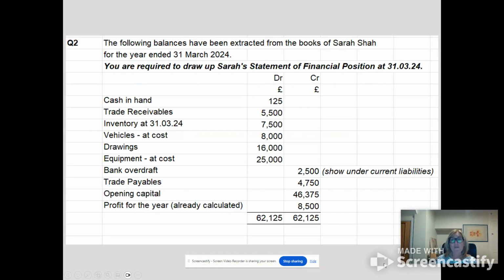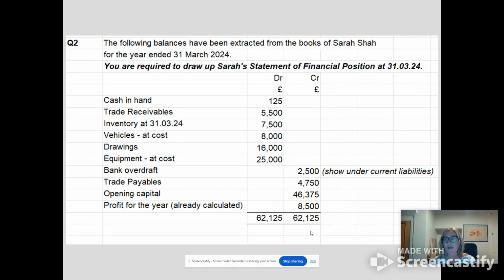Okay, so I'm going to let you have a go at one now. Here's an extract, some figures for somebody called Shah. This is at the year end 31st of March 2024. So what I'm going to suggest you do is pause the video with that on the screen. Have a go at drawing up the statement of financial position. Hopefully you've got a photo of Mike's one or Tara's one that you can refer to. So try and slot all of that into the right place, and then when you've had a go at it and you've got it to balance, come back and we'll have a look and see what it should look like.